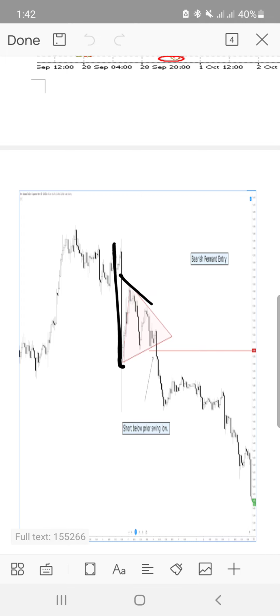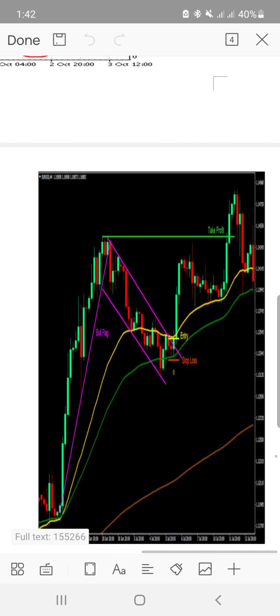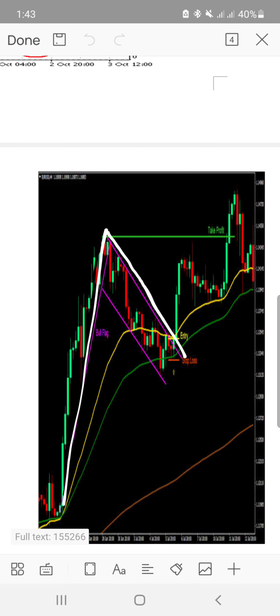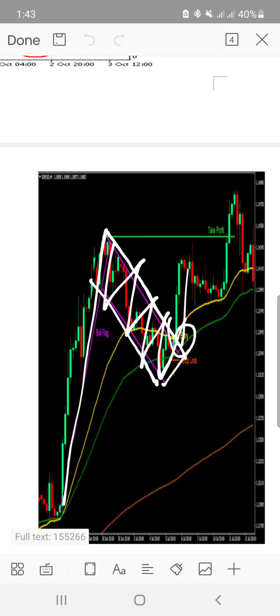A bearish pennant: see how price ranges here and breaks down, and continues going down. Look at this flag. It goes up, right? Price goes up, then it begins to range up, down, support and resistance, support, resistance like that, and it breaks up and continues going up.